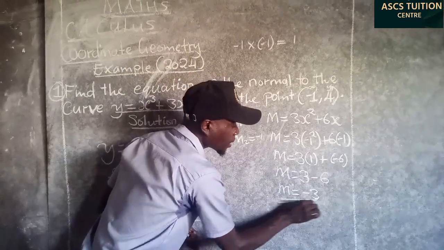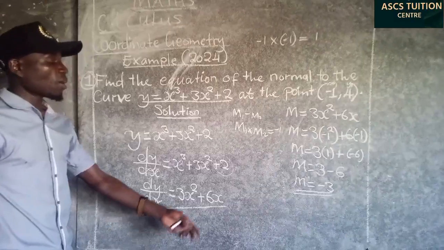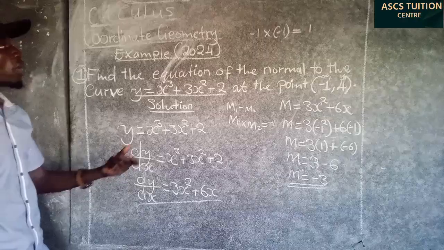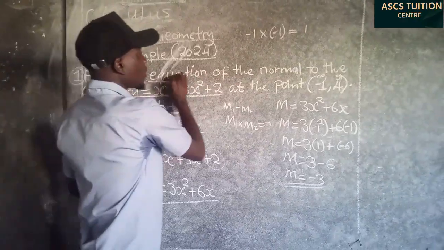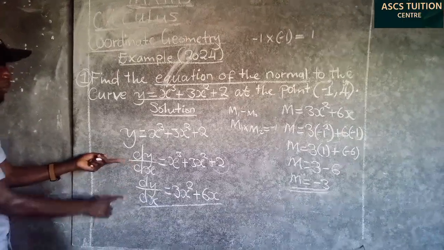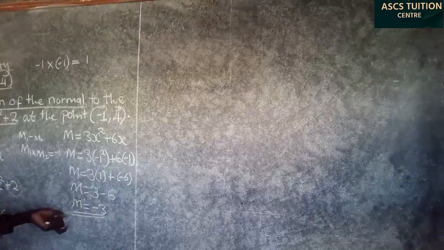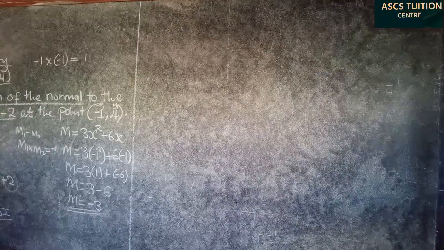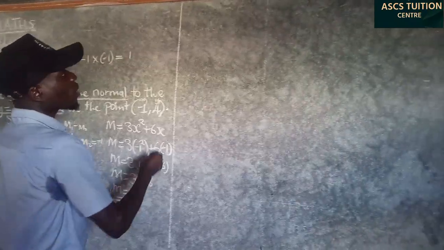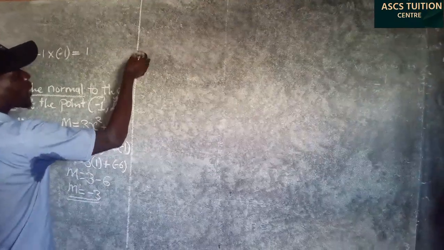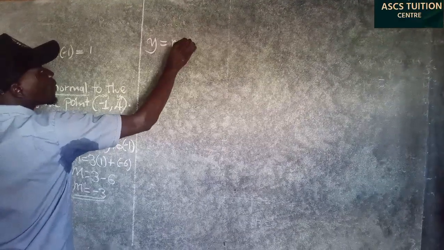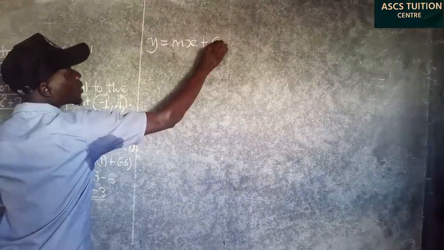So this would be our what? Our gradient. Okay. Now, this is not the final answer. Mind you, we are looking for the equation of the normal. The equation of the normal, that's what we are looking for. So, allow me to continue by finding the equation of the normal. Since we have just finished calculating the gradient, we are going to apply the formula, which is y is equals to mx plus c.